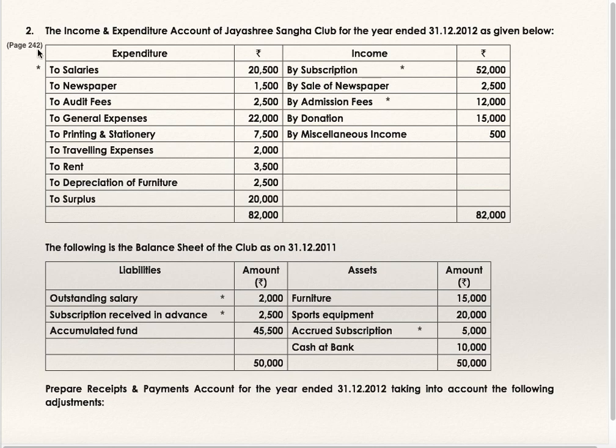Page number 242, question number 2. Income and expenditure account of Jayashree Sangha Club for the year ended 31st December 12 is given below. This is income expenditure account. Following is the balance sheet of club as on 31st December 11. So this is opening balance sheet is given. Prepare receipt payment account for the year ended 31st December 12 taking into account the following adjustments. Income expenditure account is given, opening balance sheet is given, and you are supposed to prepare receipts and payments account.